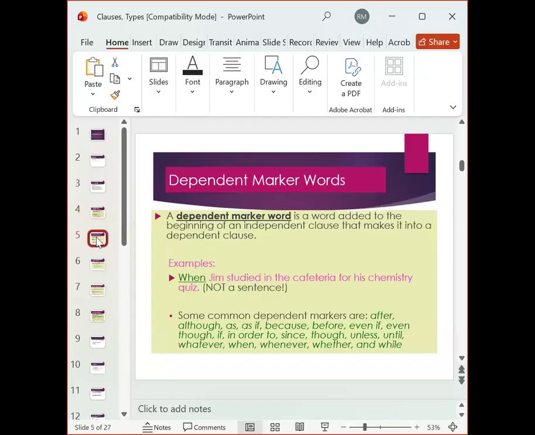Now, there are some words that we consider dependent marker words, or when you see them, they make a group of words sound like or become a dependent clause. An example of such in the sentence we saw earlier is the word when. Immediately we add when to Jim studied in the cafeteria for his chemistry quiz, the sentence becomes dependent.